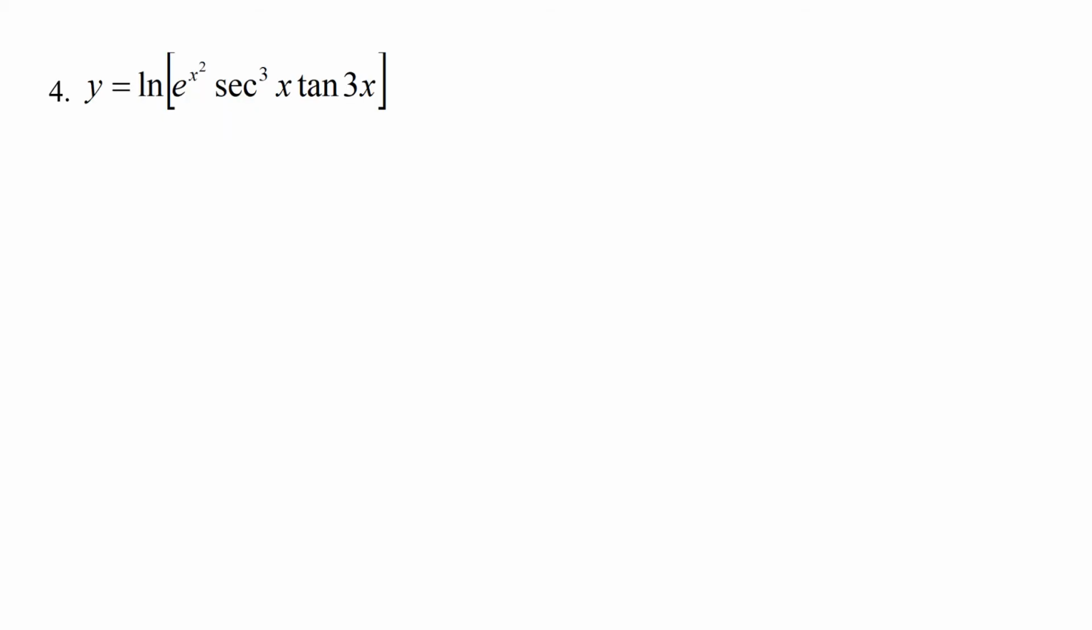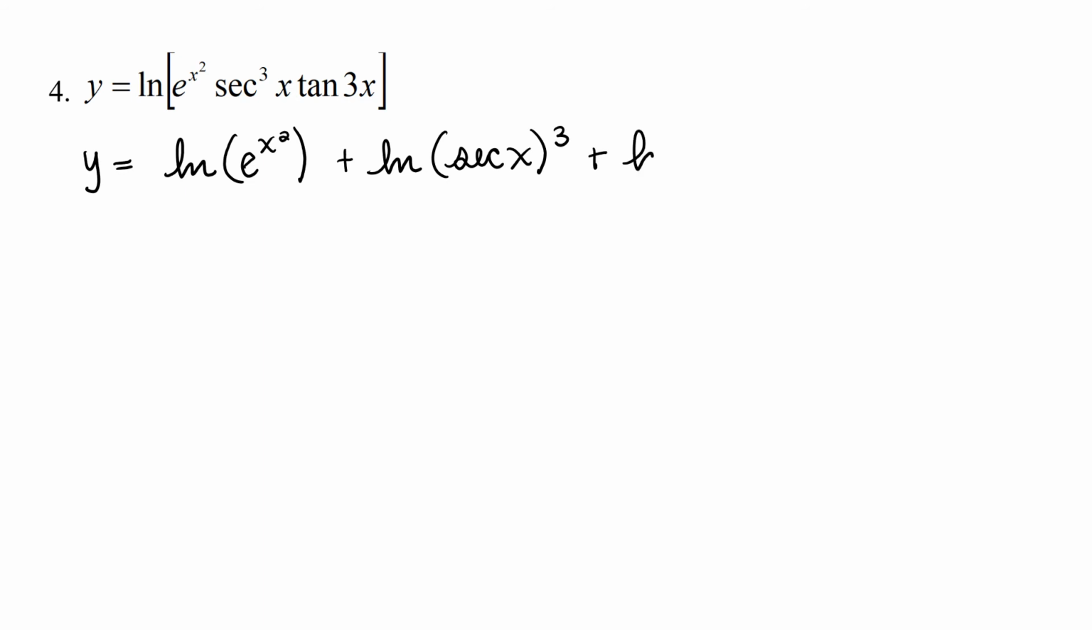Next up, we have y is equal to the natural log of e to the x squared secant cubed x times tangent 3x. So let's use our log rules to simplify this a bit. So we have y is equal to the natural log of e to the x squared, which normally I'll simplify a bit more in one step, but I want to break it down for you, plus the natural log of secant x, which is being cubed, plus the natural log of tangent 3x.